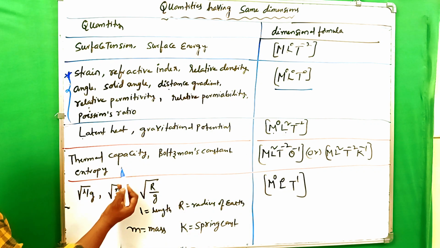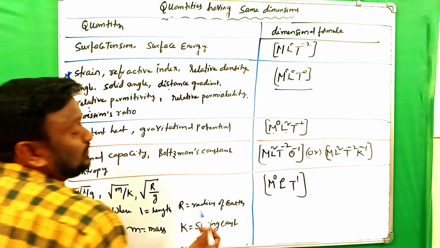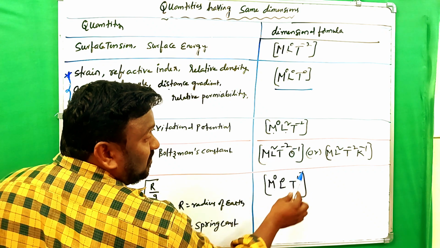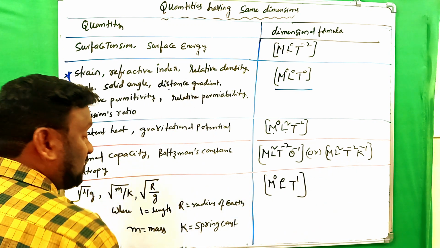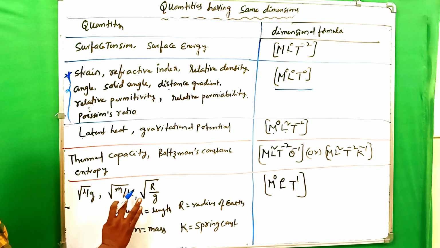Thermal capacity, Boltzmann constant, and entropy, these three have the same dimension formula, M L square T inverse 2 theta inverse 1, or M L square T inverse 2 K inverse 1. Clear? And now under root of L by G, under root of m by K, under root of R by G, these are the equations.